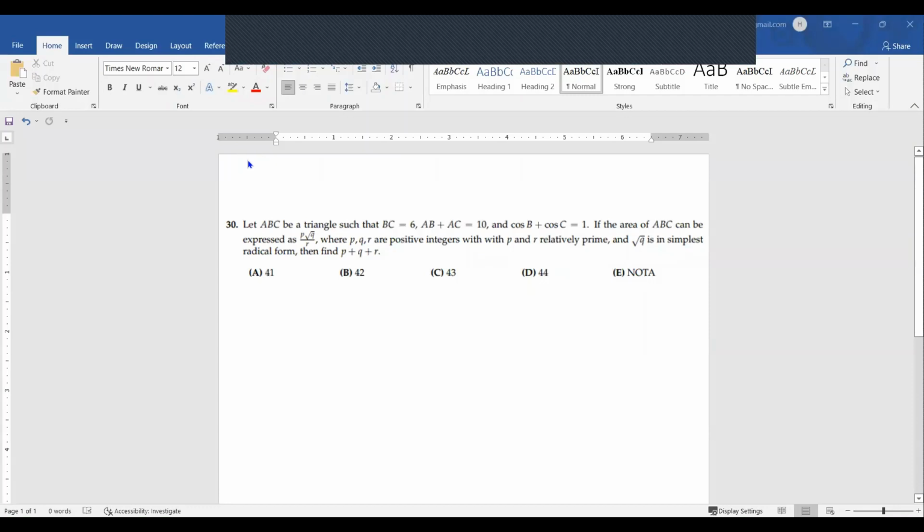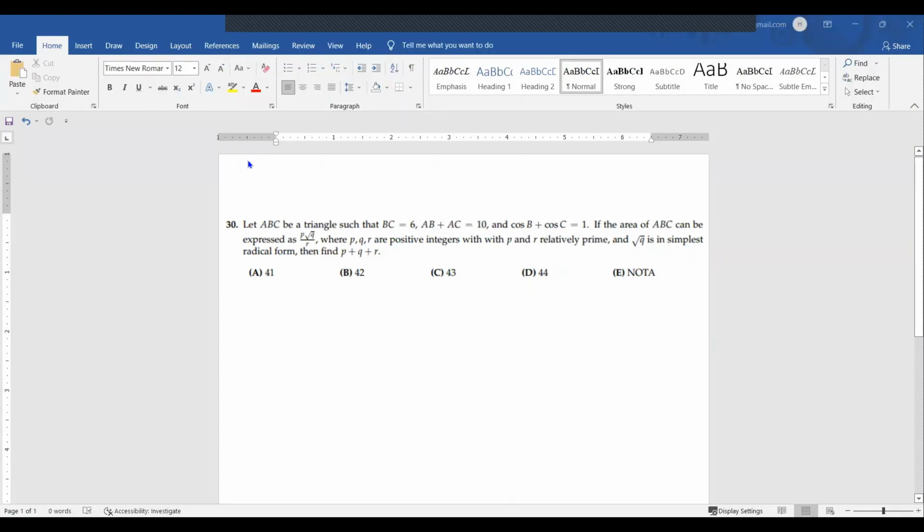So this is the 2021 State Convention Theta Geometry, question 30. It says: let ABC be a triangle such that BC equals 6, AB plus AC equals 10, and cos B plus cos C equals 1. If the area of ABC can be expressed as P root Q over R, where P, Q, R are positive integers with P and R relatively prime, and root Q is in the simplest radical form, then find P, Q, and R, the whole sum.